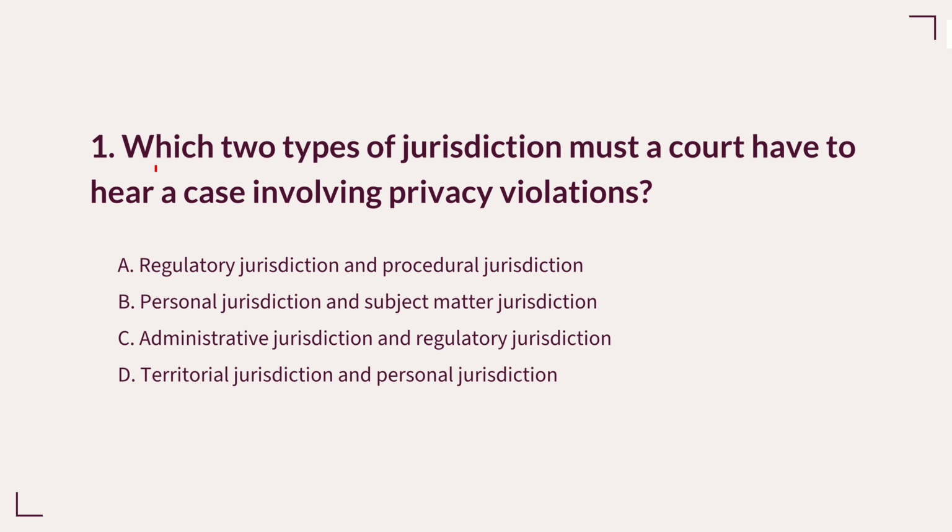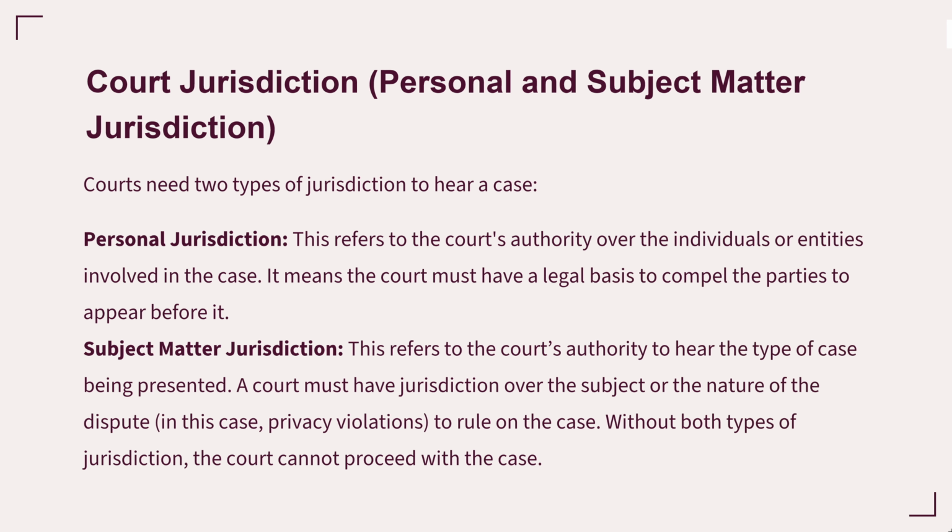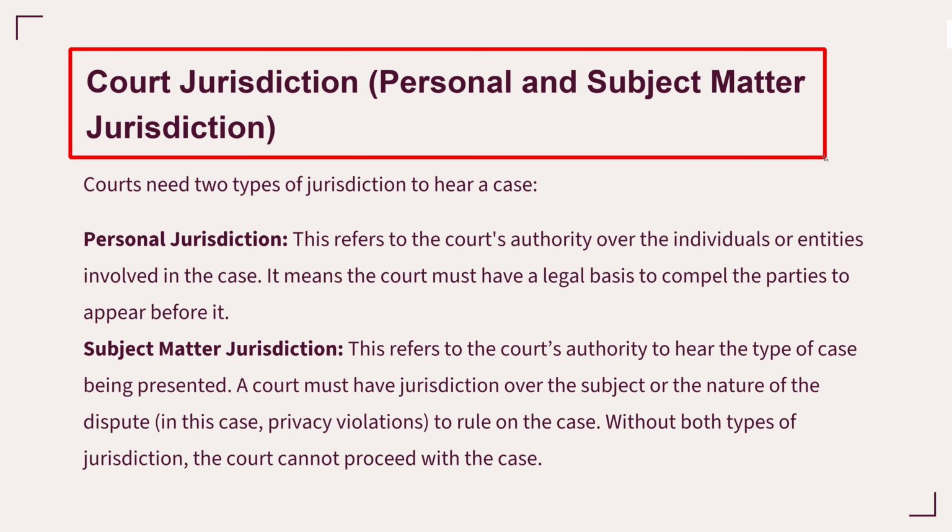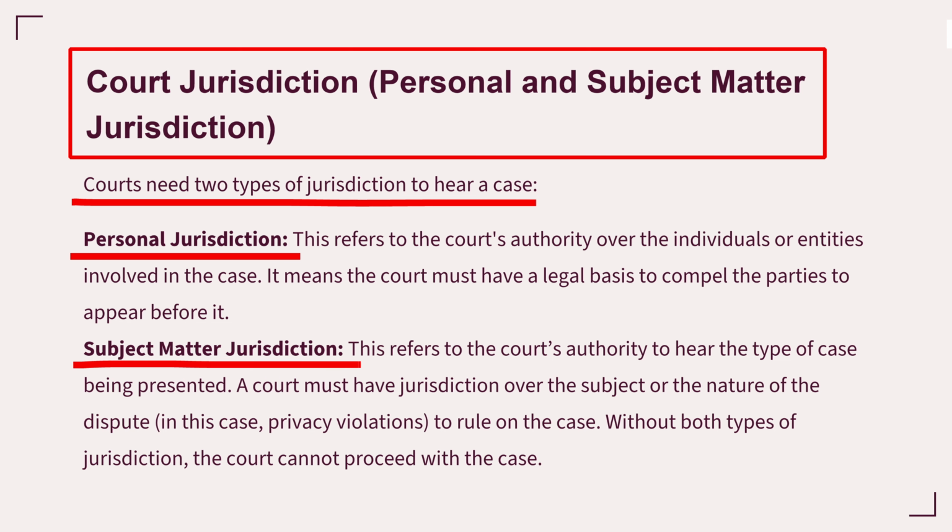Question 1. Which two types of jurisdiction must a court have to hear a case involving privacy violations? The knowledge points of this question are: court jurisdiction. For a court to handle a case, it needs authority over the people or entities involved, and authority over the type of case being discussed. Both are essential for a valid legal process.